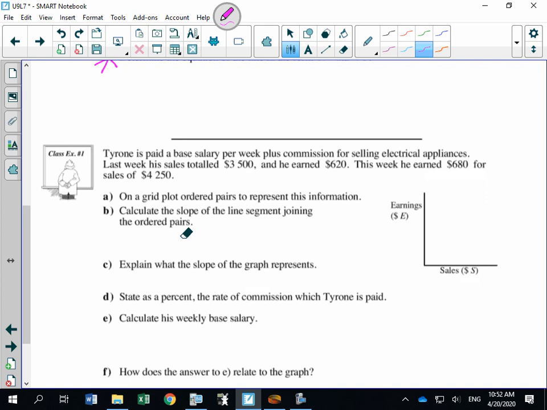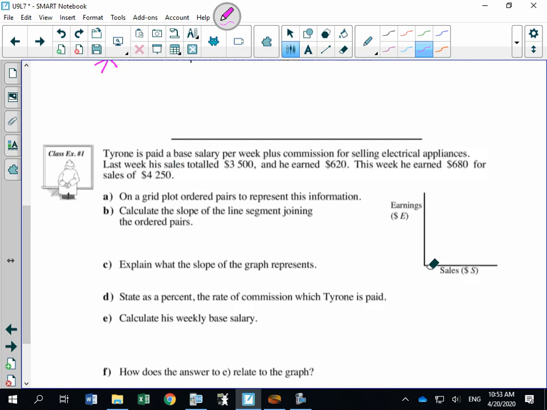Okay, let's do one more class example, and then I'm going to give you a couple questions to practice for homework. So question for class example number 1 says, Tyrone is paid a base salary per week, plus he gets commission for selling electrical appliances. Last week, his sales totaled $3,500. So he sold that much and he earned $620. This week he earned $680 for sales of $4,250. So it says on a grid, plot the ordered pairs to represent the information.